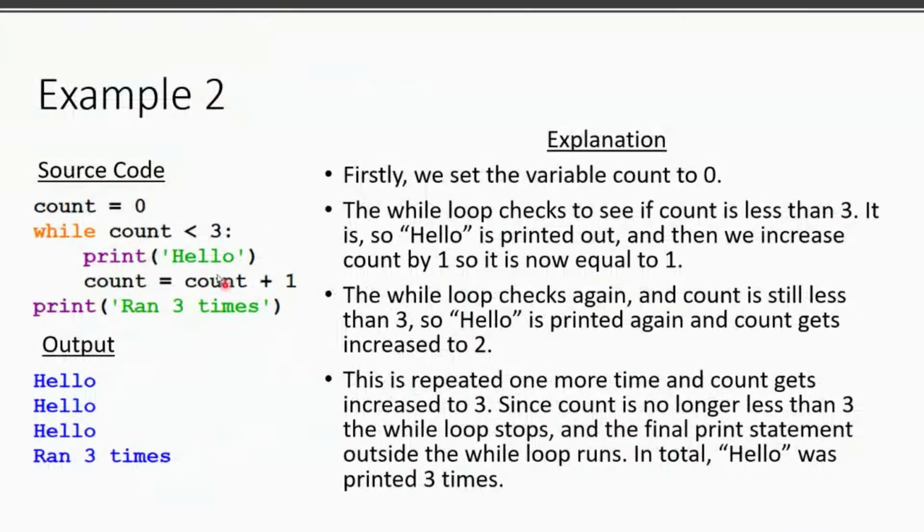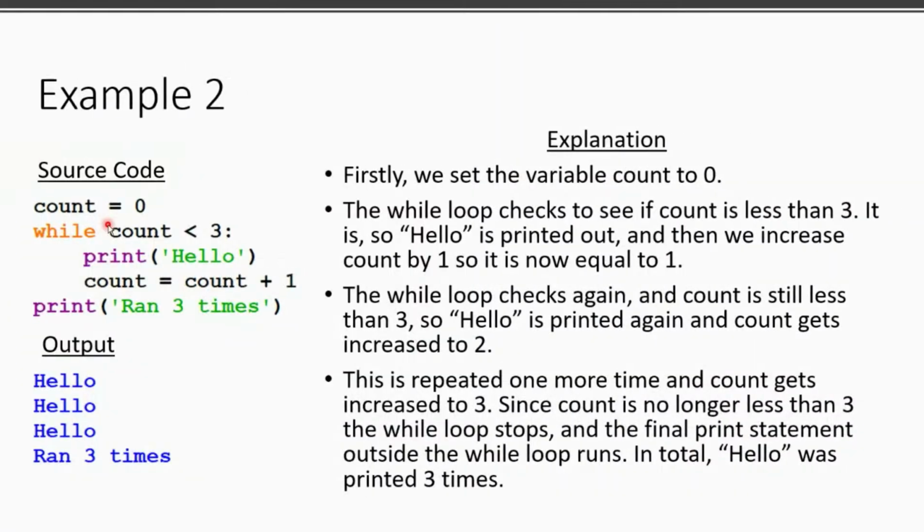Okay, so let's use a count. Let's say count is equal to 0. Then I'm going to say while count is less than 3, I'm going to print hello. Then I'm going to add 1 to count each time. And then after that I'm going to print run 3 times. So what do you think my output will look like?